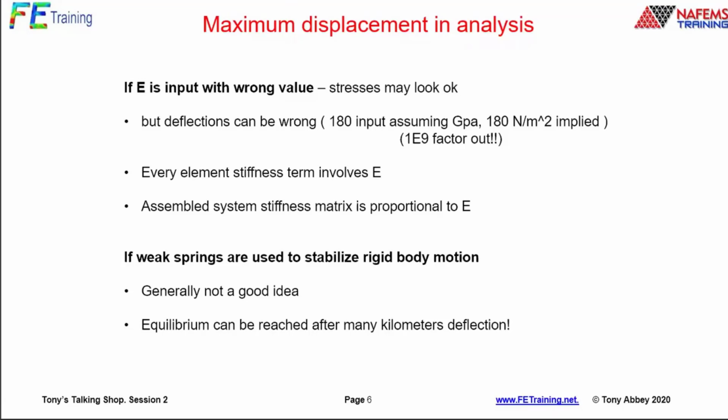I haven't done that myself in a report, but I've certainly seen external reports where stresses look okay. Whoops, hang on a minute. Do you really mean 19 kilometers deflection of your structure? And it's a CNC machine or even an Airbus wing. Even that Airbus wing at 19 kilometers would be a little bit much.